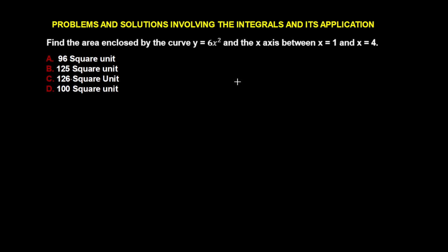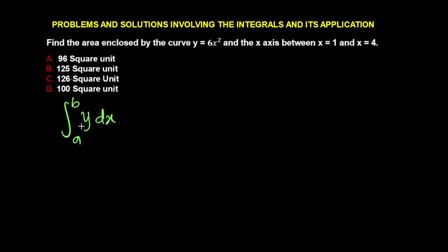We'll be solving some questions that deal with applications of integration. This question reads, find the area enclosed by the curve y equals 6x squared and the x-axis between x equals 1 and x equals 4. We are going to deploy our formula and solve this problem. Let's delve into this concept more. Our formula reads integral of y dx from a to b. In this case, our a is the lower boundary and b is the upper boundary.